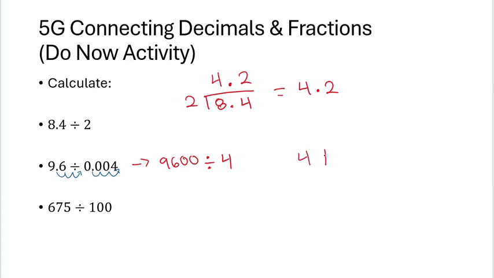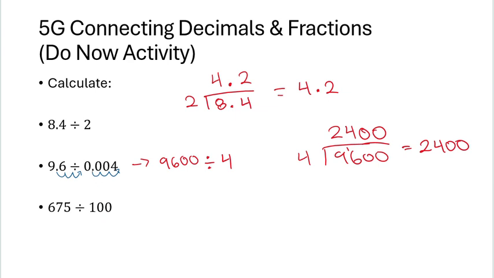And now we can set it up. 4 goes into 9 twice with 1 remainder. 4 goes into 16 exactly 4 times. And 4 goes into 0 0 times. Final answer is 2400.